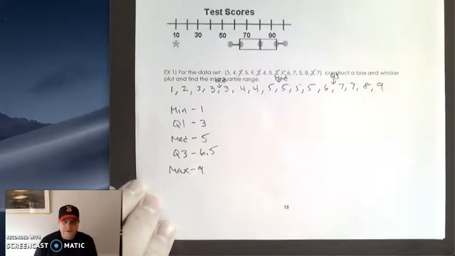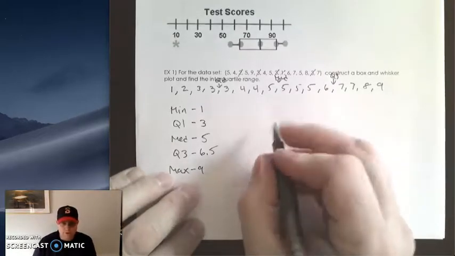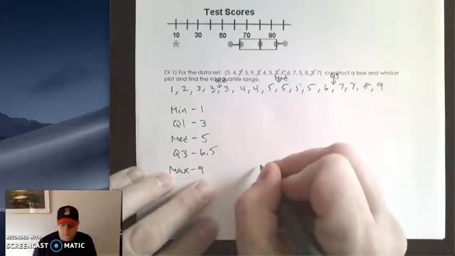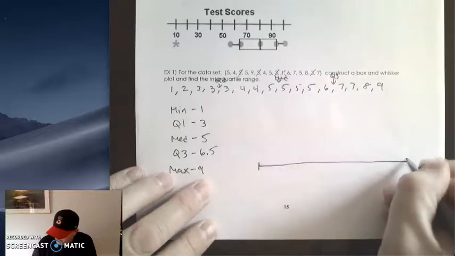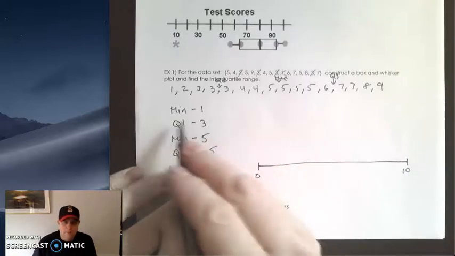So that makes it very easy now to construct our box and whisker, or box plot. The first thing you want to do when you construct a box plot is generate a number line. So here's my number line right here. And I'm going to go from 0 to 10 because I'm going from 1 to 9.